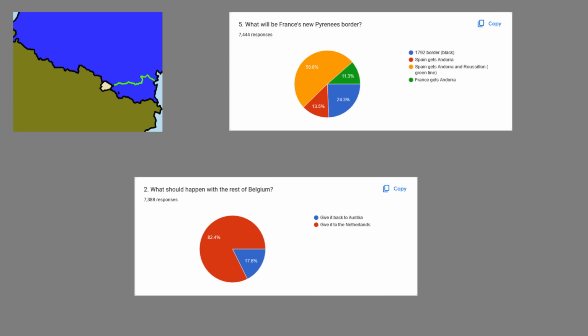There was also a question about whether the area of modern-day Belgium and Luxembourg would still be given to the Netherlands like in 1815, or perhaps return to being an Austrian possession like it was before the Napoleonic Wars. Well, you guys said that was a resounding no, so hilariously, the Netherlands keeps all of Benelux.